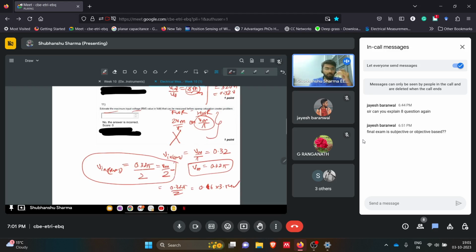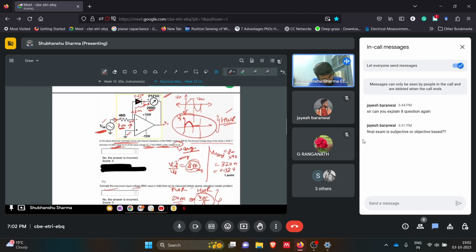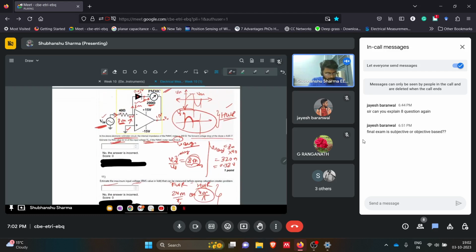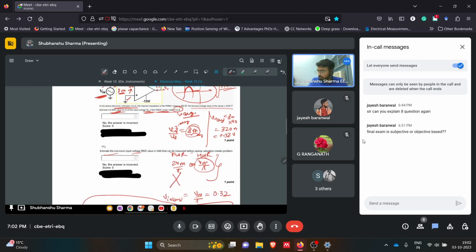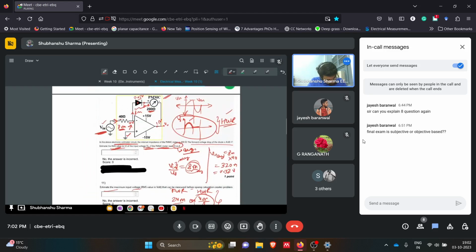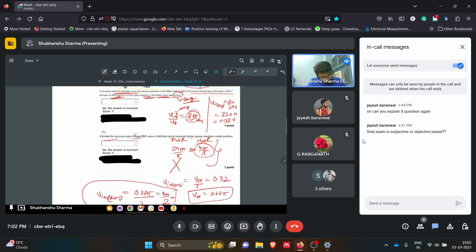So maximum input voltage will be when the output is what? Output is 15 volts or minus 15 volts. But it will be 15 volts because it is only working in positive cycle. So it will be 15 volts. So what we can do in that case, we need to find the input voltage, RMS input voltage.